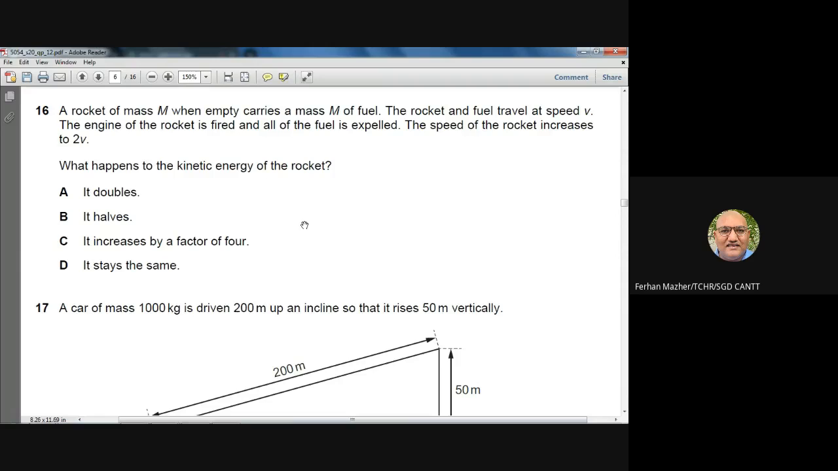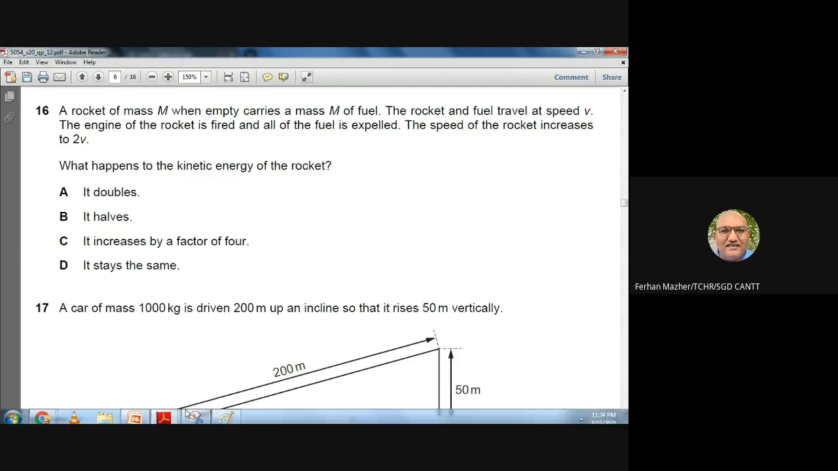What was the initial kinetic energy of the rocket, and what is it after expelling the fuel? You see, the mass of the rocket is m and its velocity was v. So what will be the kinetic energy of the rocket? 1 by 2 mv squared. Simple. Then it expelled all the fuel and is now moving with velocity 2v. Now what will be the kinetic energy? The kinetic energy equals 1 by 2 m (2v) whole squared.